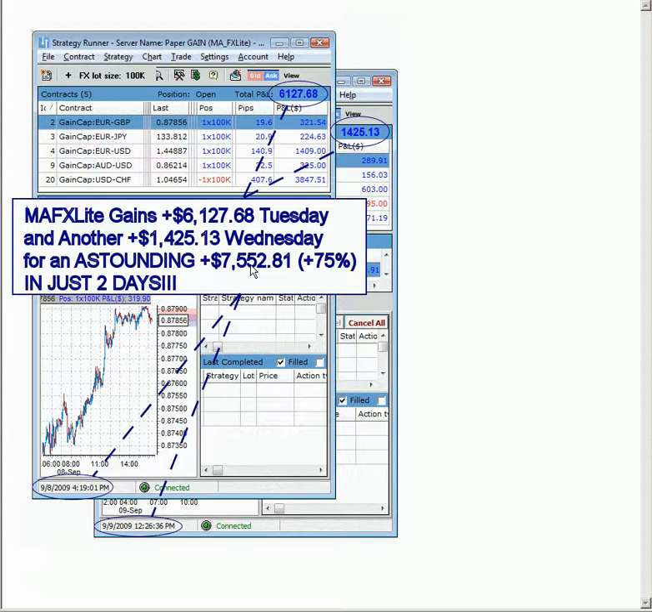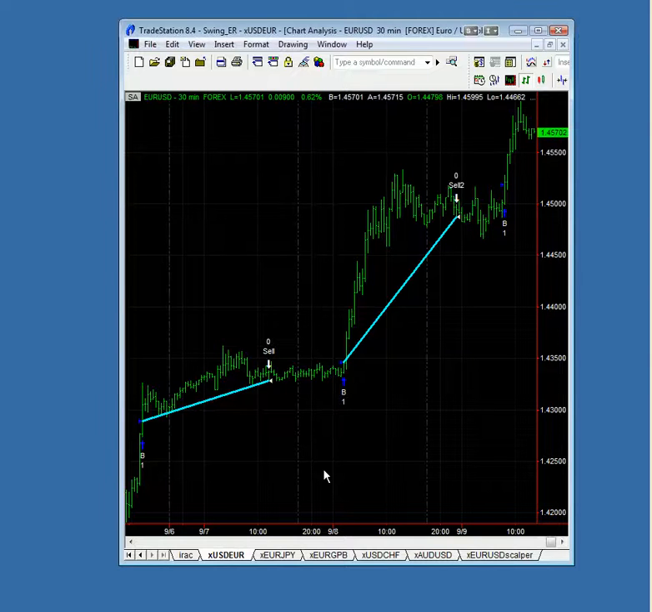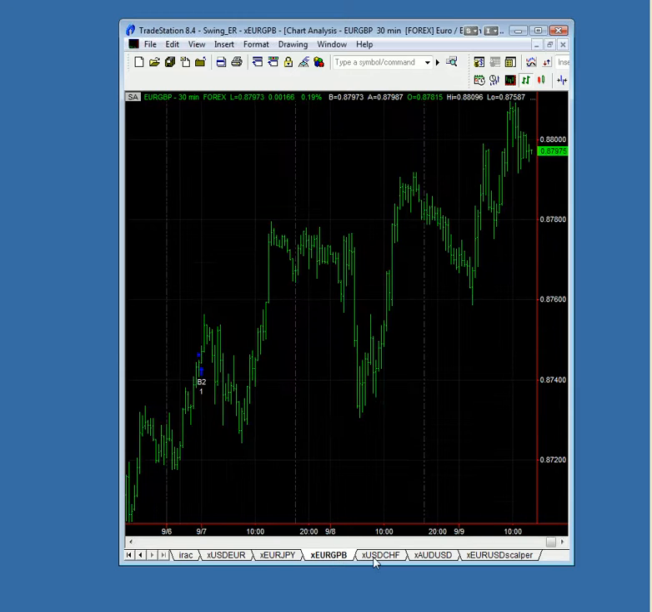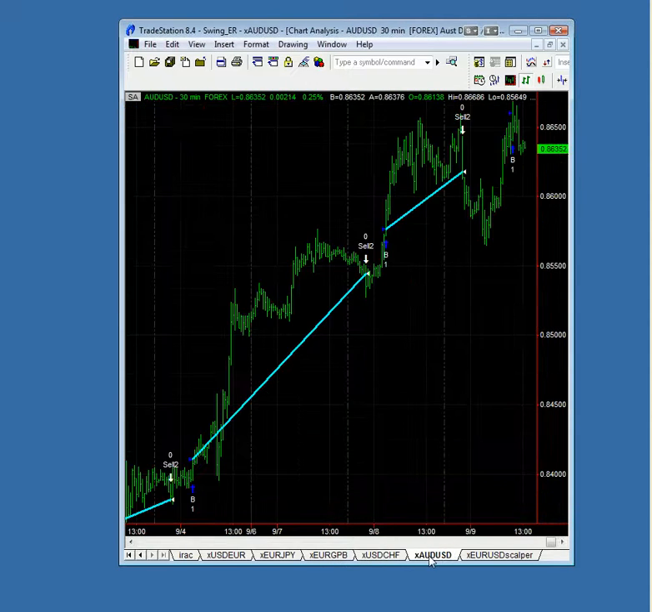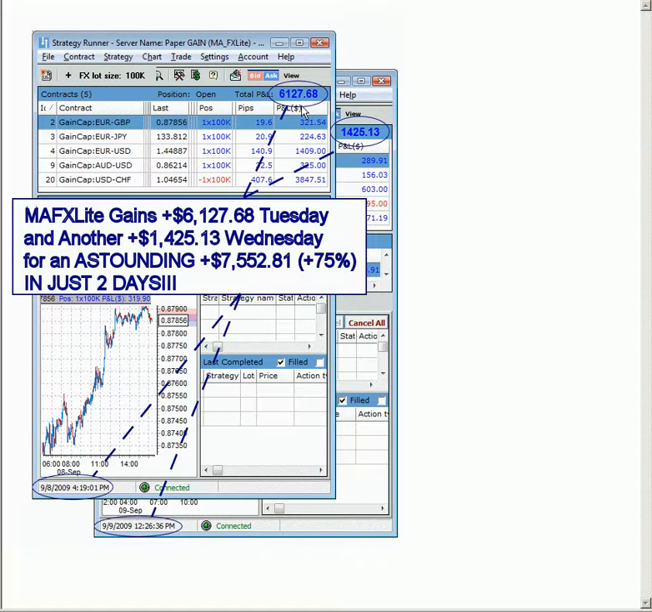And what's behind that? As you can see, we rarely take a look at our Forex stuff, but you can see some beautiful winners right there. Beautiful short in the USD CHF, and beautiful winners there. So our MFX Lite putting up some astounding gains, and as you can see, they translate to $6,000 yesterday on Tuesday, another $1,500 today on the 9th of September.